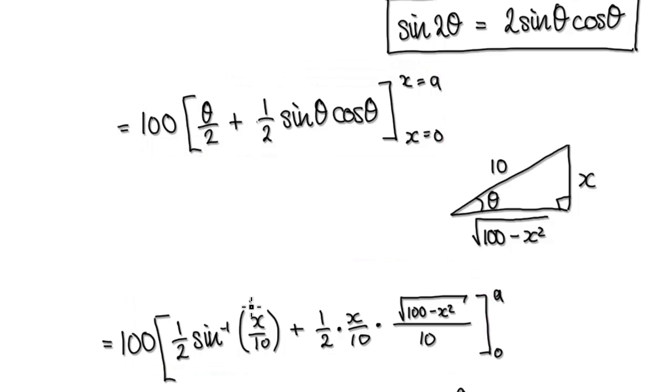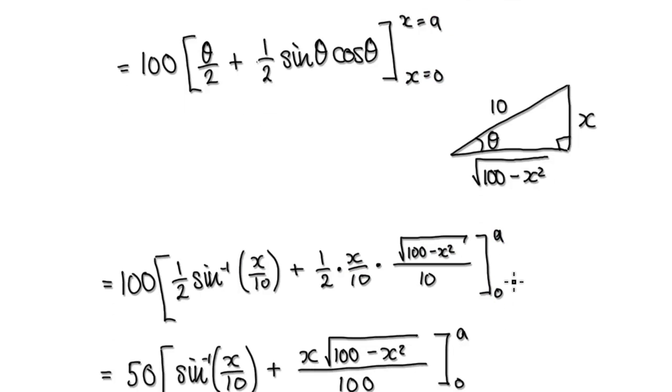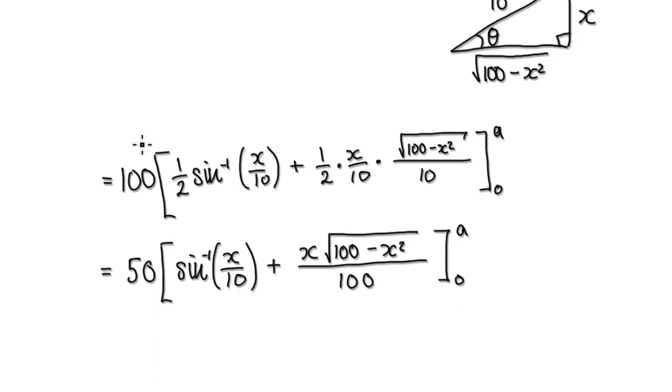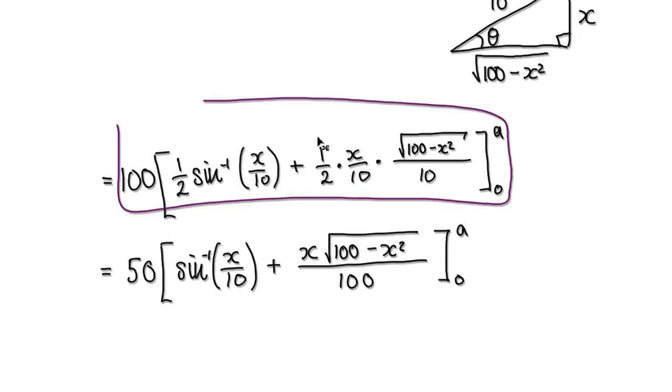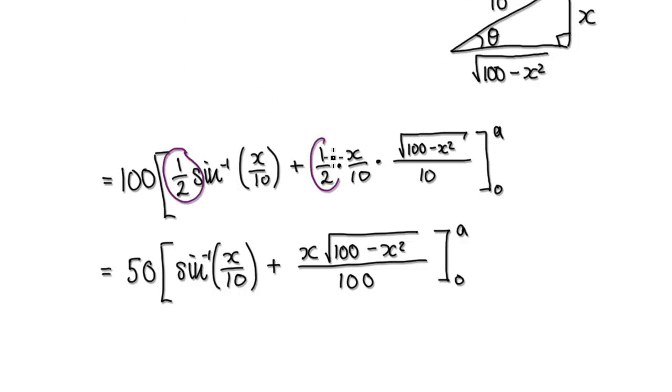Notice that here everything is in terms of x. There's no theta there. So now we can just work in terms of 0 to a. That will then take us to here. And then now you can actually factor out the half here. That will then give you 50. So now we know how to integrate it.